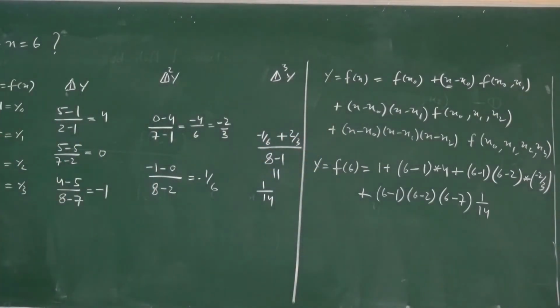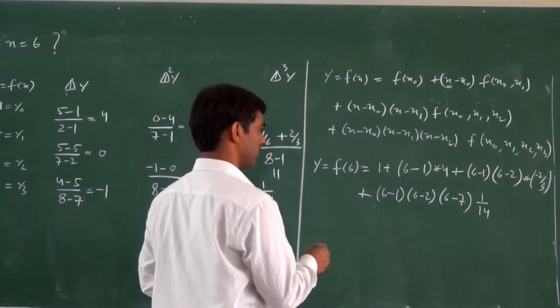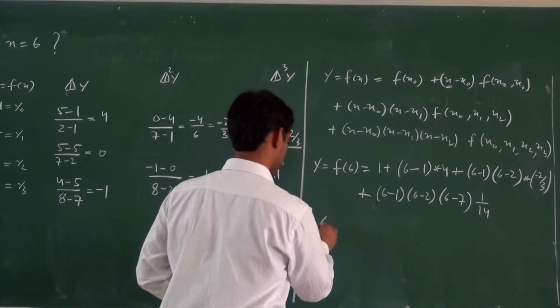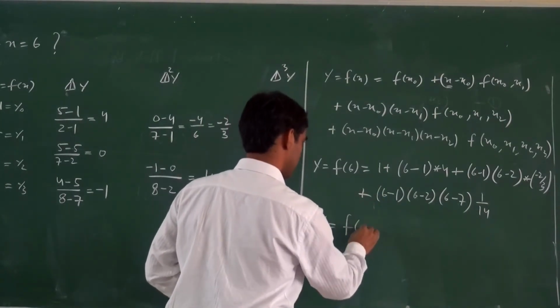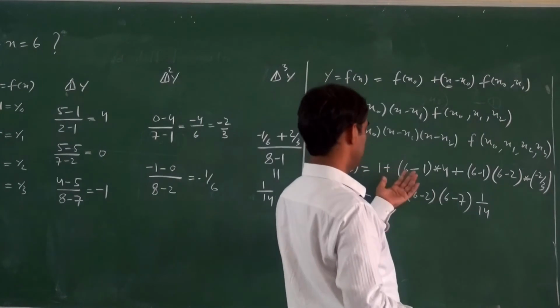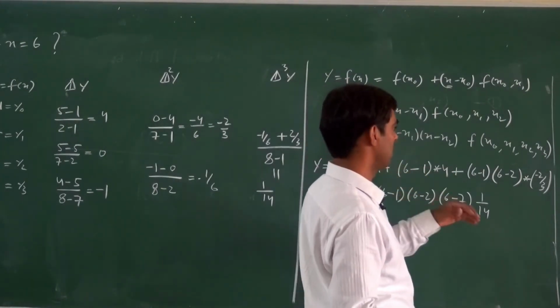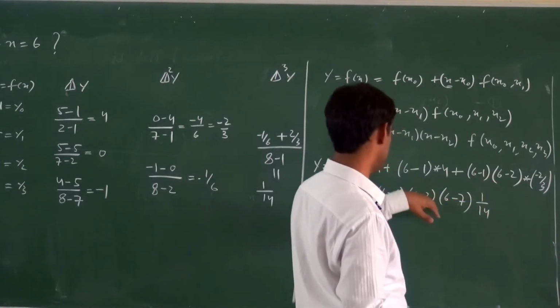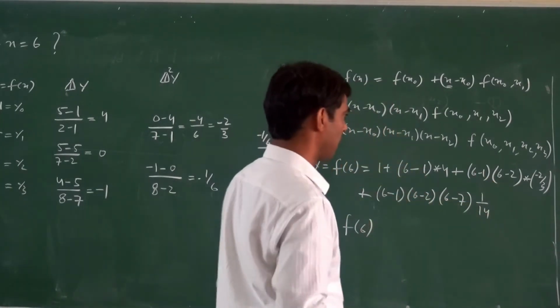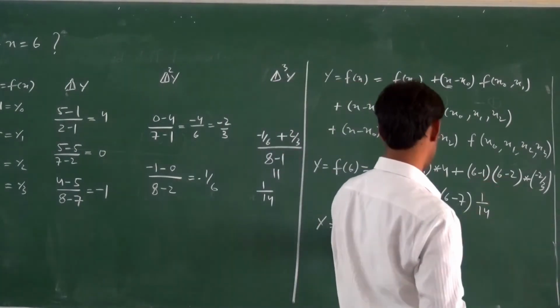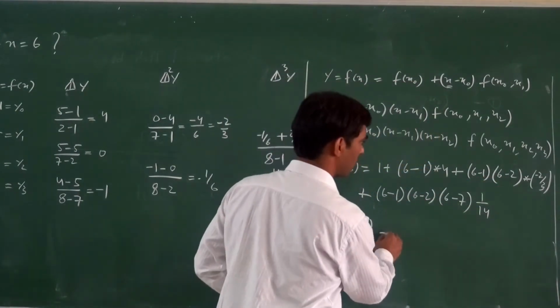So if we simplify this, y equals f of 6: 6 minus 1 is 5, into 4 is 20, plus 1, and this one is a minus, this one is also a minus, so this may be plus. So what is the value?